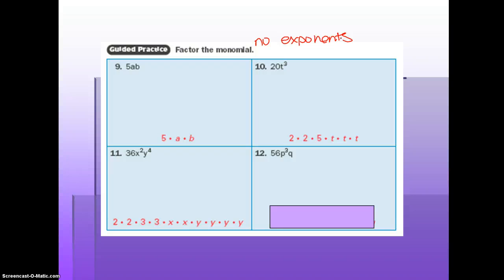12, 56, and again, to get the 56, factor it out using a factor tree. You get 2 times 2 times 2 times 7 times p times p times p times q. That is called factoring the monomial.